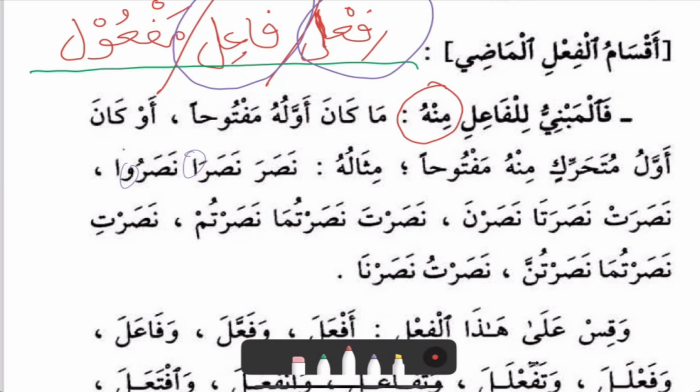Okay. So let's break it down. How many do we have? 1, 2, 3, 4, 5, 6, 7, 8, 9, 10, 11, 12, 13, 14. Okay. Mithaluhu, its example is Nasara. Okay, Nasara. What's the i'rab for Nasara?